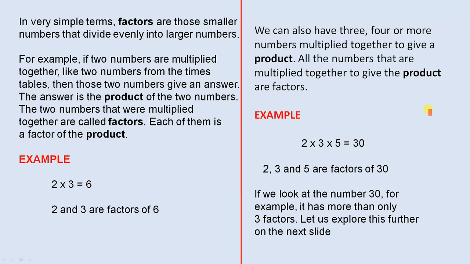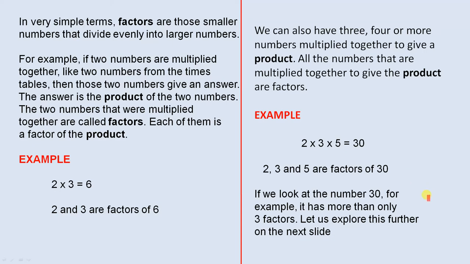We can also have 3, 4 or more numbers multiplied together to give a product. All the numbers that are multiplied together to give the product are factors. Here's a simple example. 2 times 3 times 5 equals 30. So 2, 3 and 5 are factors of 30.